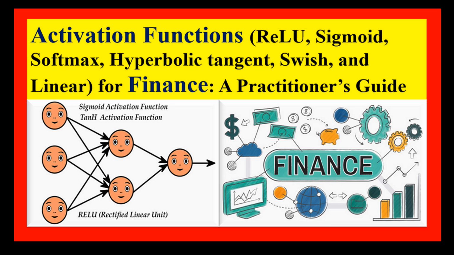In the world of finance, activation functions play a crucial role in shaping the output of machine learning models. Understanding these functions is essential for making informed investment decisions, optimizing portfolios, and assessing creditworthiness. In this video, we'll delve into the world of activation functions and their types, that is ReLU, Sigmoid, Softmax, Hyperbolic Tangent, Swish, and Linear, providing simple explanations and practical real-life applications from the finance domain.